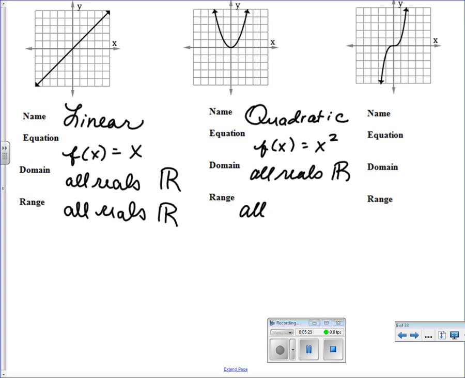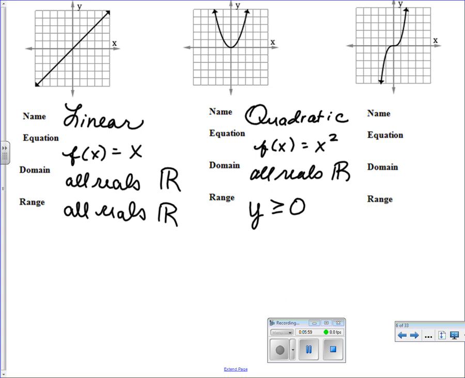Sometimes even if the domain is all reals, the range will be a little bit different because we have this counteracting on it, and anything negative will become positive. So my range is going to be my y values greater than or equal to 0, because I don't have anything going down in the third or fourth quadrant.